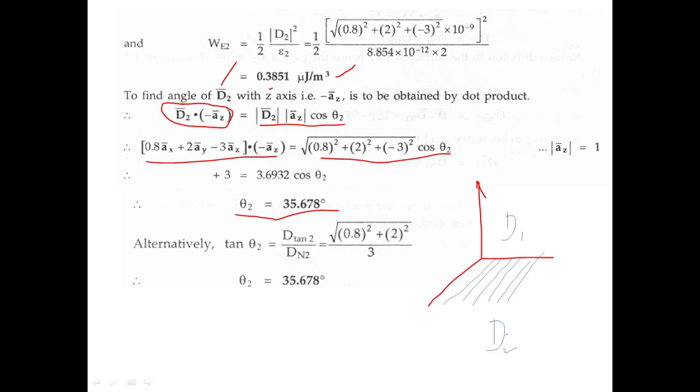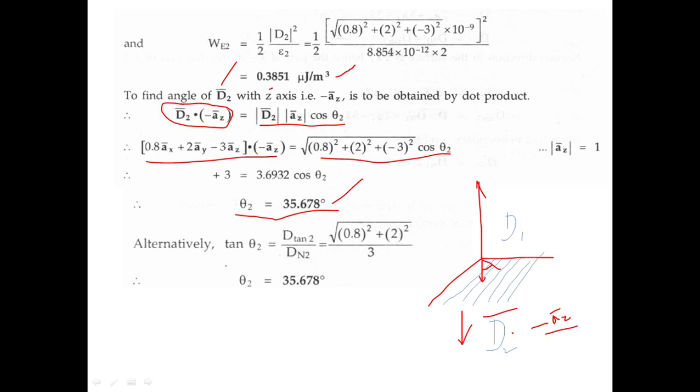Now D2 is along minus AZ, right? And D2 is below that. So that is why we need to find D2 vector dot minus AZ cap. Then we'll know what is the angle. Now AZ is exactly along the Z axis, so we'll know what is the angle made with respect to this Z axis. That is why we are finding the dot product of these two. So D2 dot AZ gives cos theta 2, so you will know what is cos theta 2 from this.